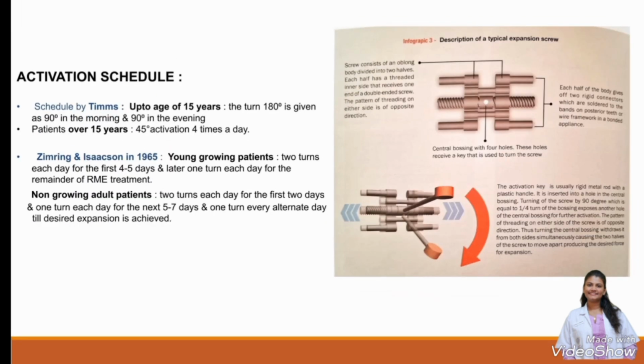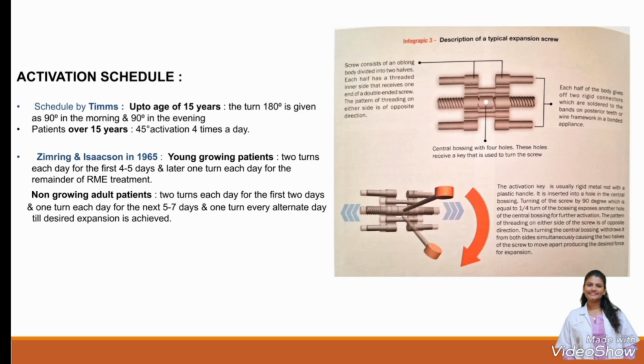Schedule given by Timms. Up to 15 years of age, a turn of 180 degrees is given as 90 degrees in the morning, 90 degrees in the evening. Over 15 years, a patient is given 45 degree activation 4 times a day.